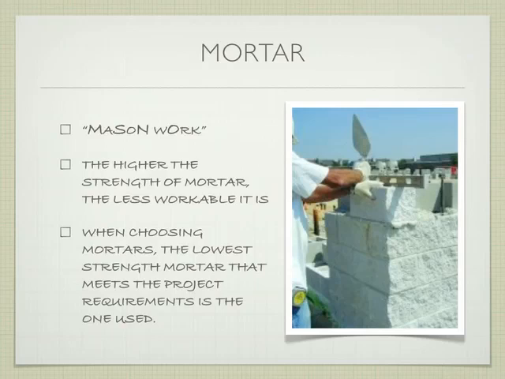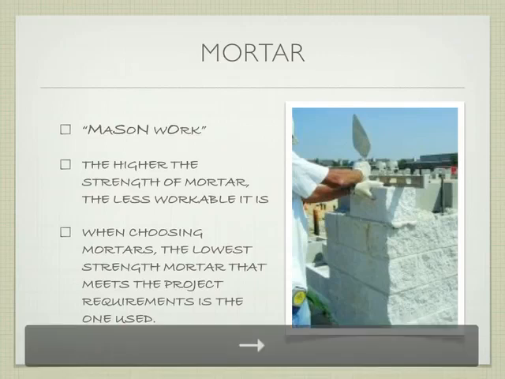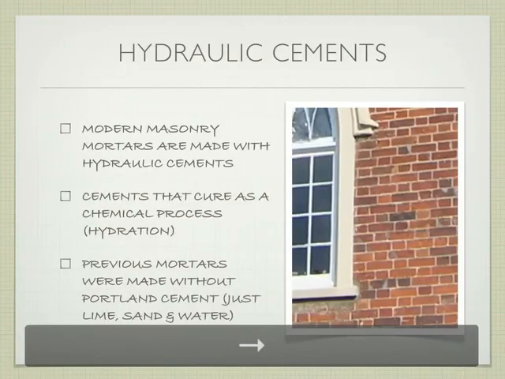So the higher the strength of the mortar, the less workable it is. That's exactly what we've been talking about. If you're choosing a mortar, you want the lowest strength mortar that will meet your structural requirements, because it's the easiest to work with. You're not going to be doing a project and say, oh, I better just pick the highest strength. You want to really understand what strength mortar you need and pick the mortar that most closely represents what you're trying to get out of it, and that'll give you the most workability.